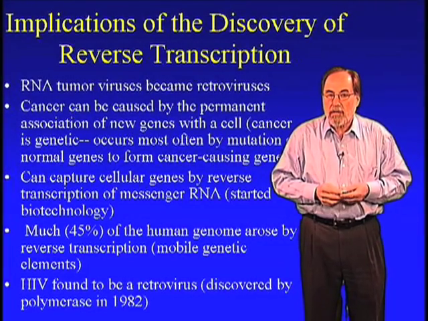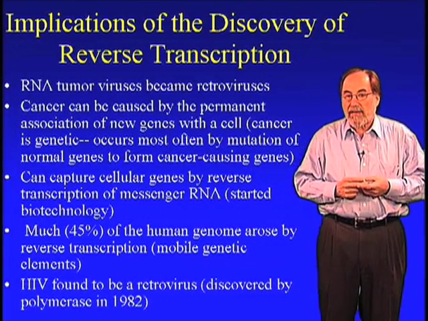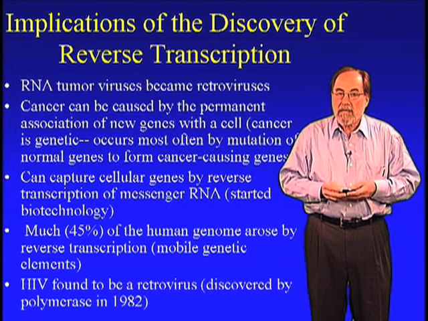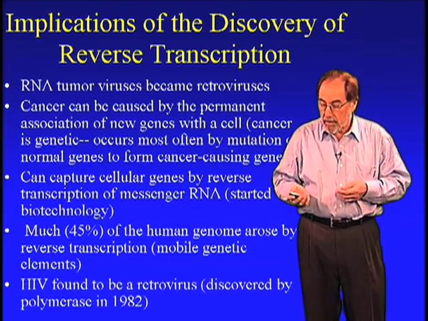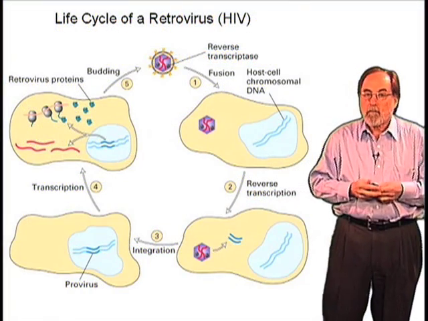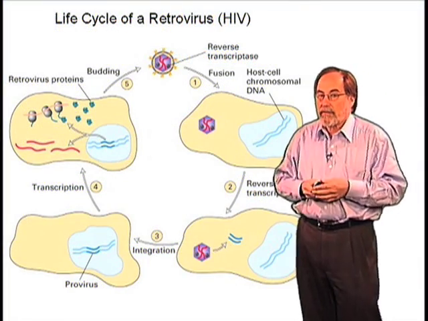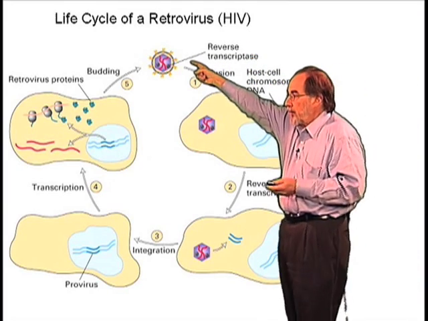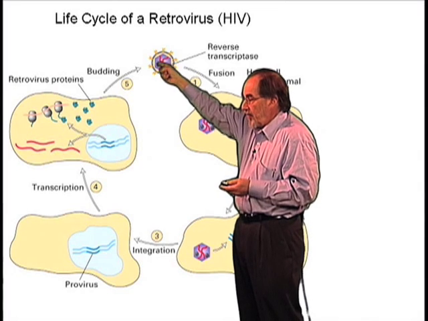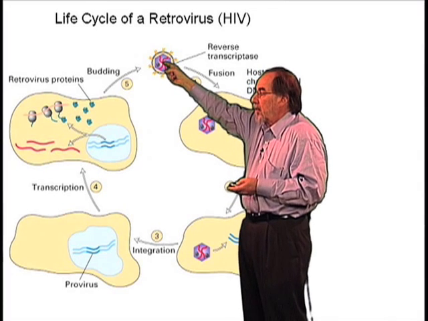Relevant to this discussion is that HIV was found to be a retrovirus, something that was discovered only 10 years after the discovery of the polymerase. So now we can put together a life cycle for HIV. HIV as a free agent has reverse transcriptase inside of it. It has some other things inside of it that we'll come back to.